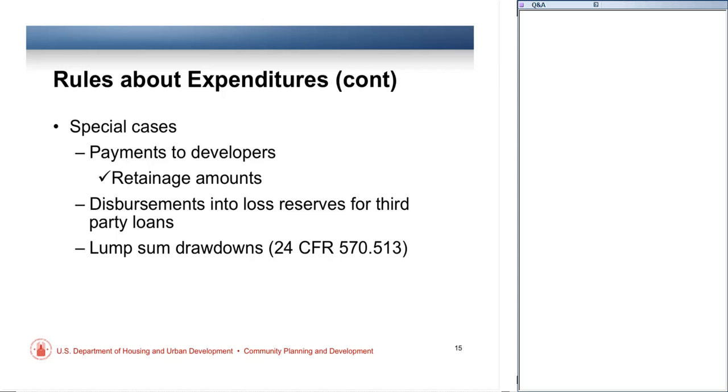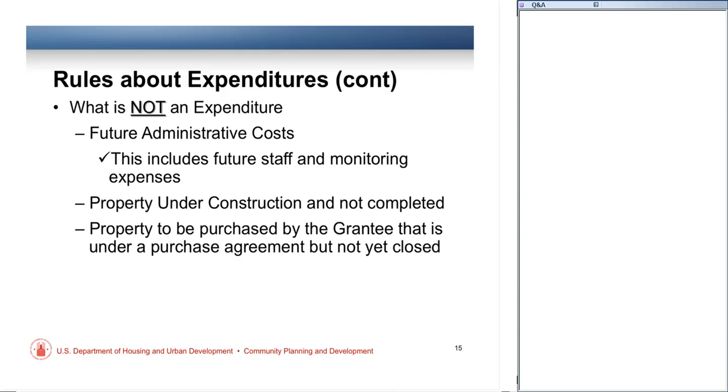So we talked a little bit about what expenditures are. We'll say what expenditures are not. They're not, for example, future administrative costs that might actually be known to be necessary, but they wouldn't have been incurred at the time of the deadline, so they don't count in the expenditures.